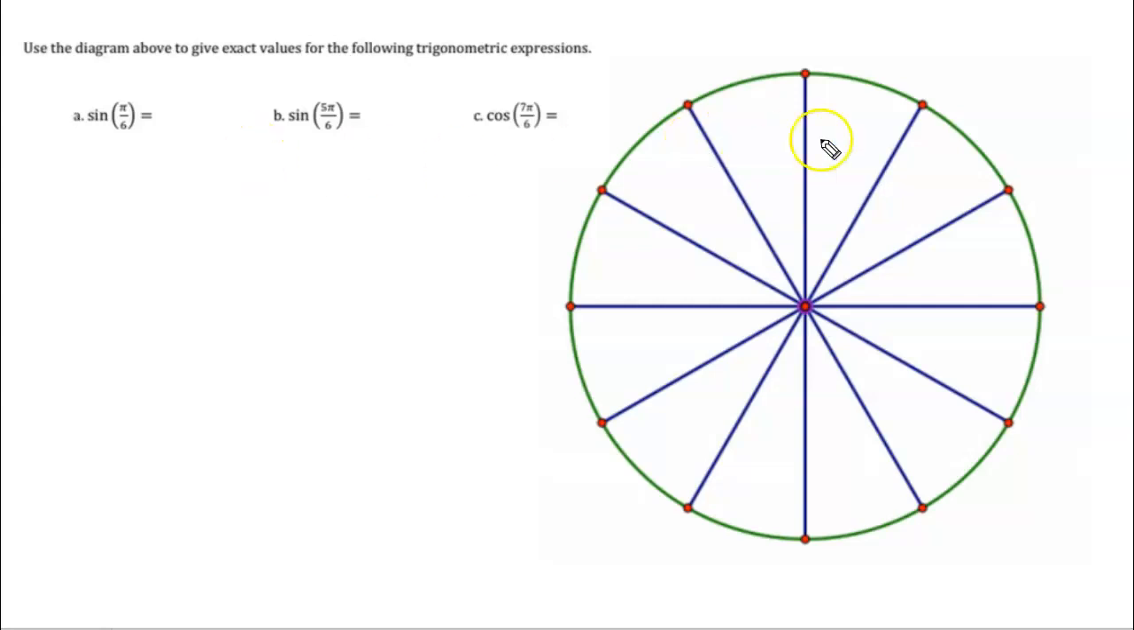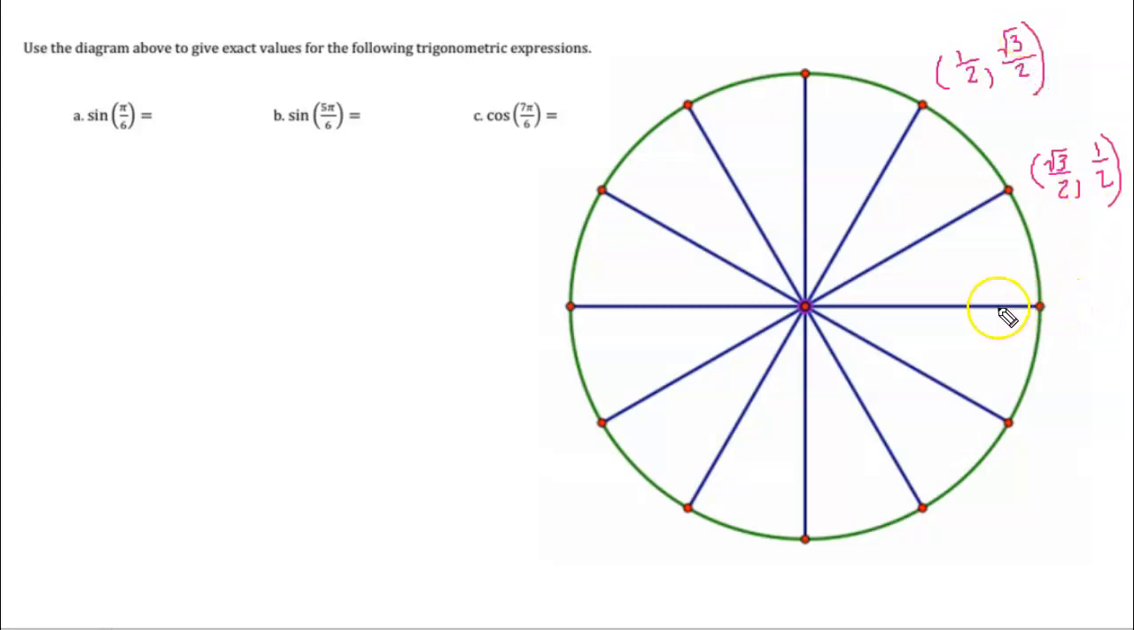So if we think about the items that we just labeled, we said this first point was the square root of 3 over 2, 1/2, and this point was 1/2, square root of 3 over 2.